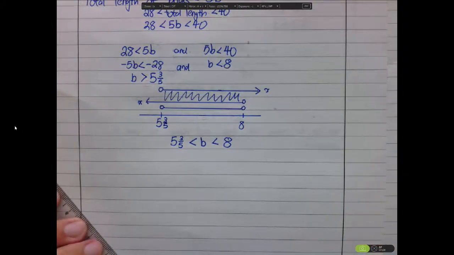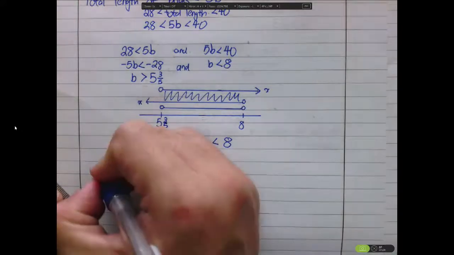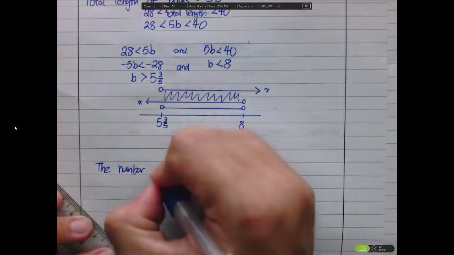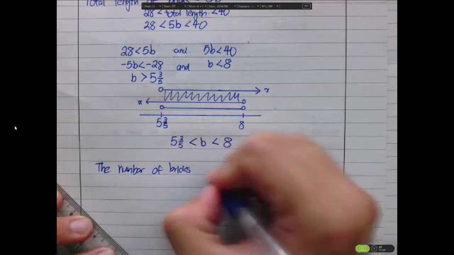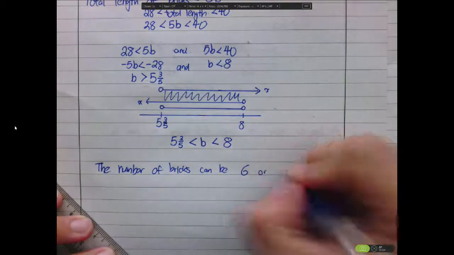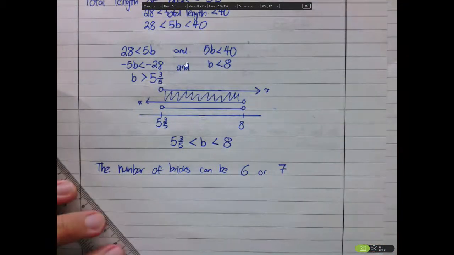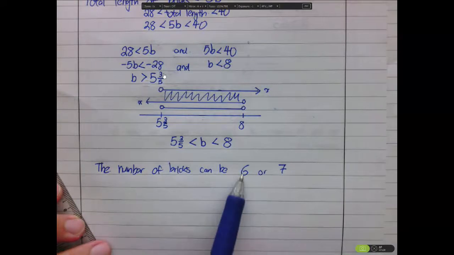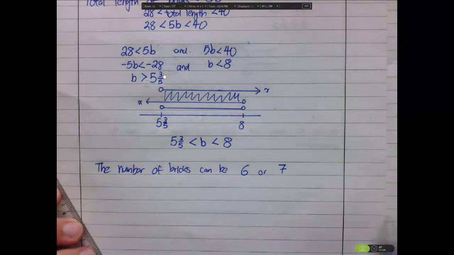So they ask you how many bricks can possibly be in line. So we must have a whole number of bricks. So the number of bricks can be 6 or 7. Greater than 5 and 3/5 is 6 or 7. And that's it for question 7.